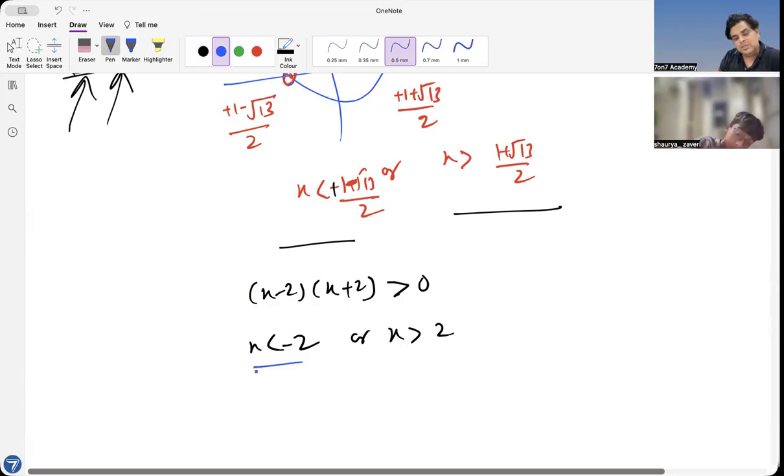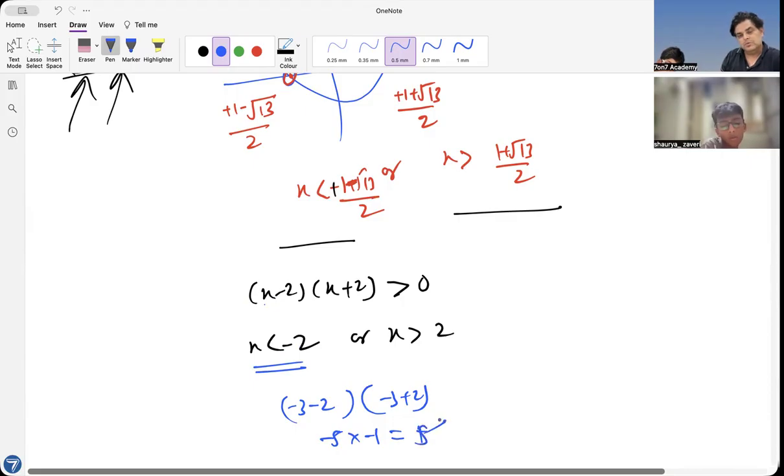Take any value which is less than minus 2. Suppose minus 3. Plug in here minus 3. So minus 3 minus 2, and minus 3 plus 2. This is what? Minus 5 into minus 1. What value is this? Plus 5. So it is positive. True. But if you take more than 2, suppose 5, that is also positive. So it will be both sides, right side also, left side also. That is why if you take these values or these values, it is going to be positive. The only part that's not greater than 0 is the one that's between them.